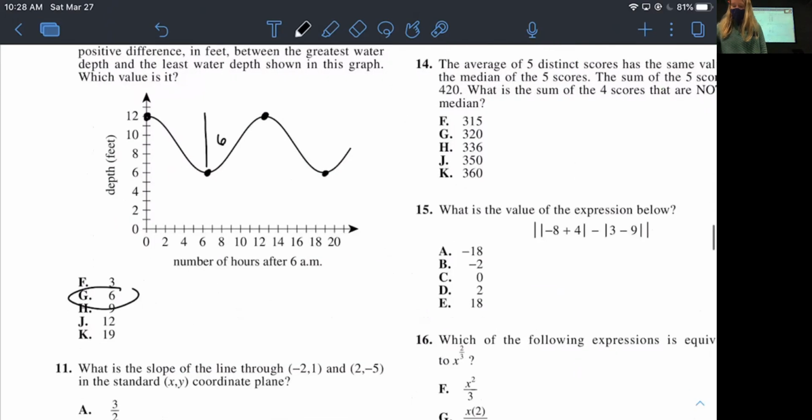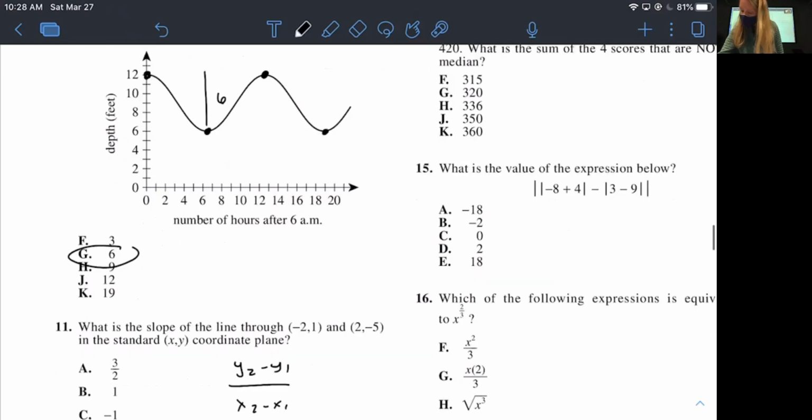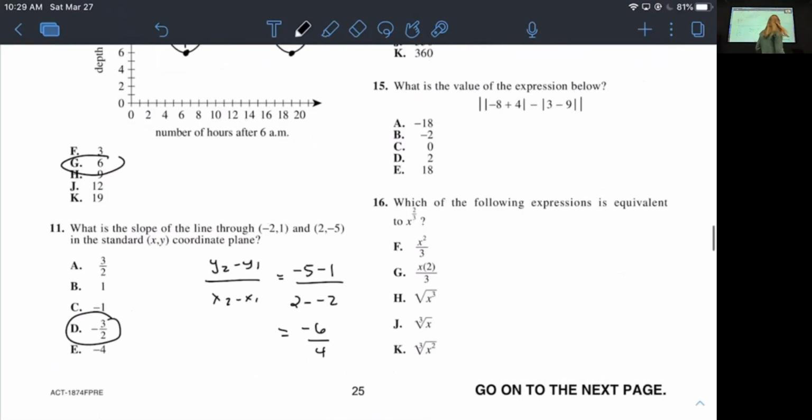Number 11, the slope is what? Well, we have our slope formula, y2 minus y1 over x2 minus x1, or you could plot the points and count. So this is going to be -5 minus 1 over 2 minus -2, which is -6 over 4, which would reduce to -3/2. Questions on 10 or 11?